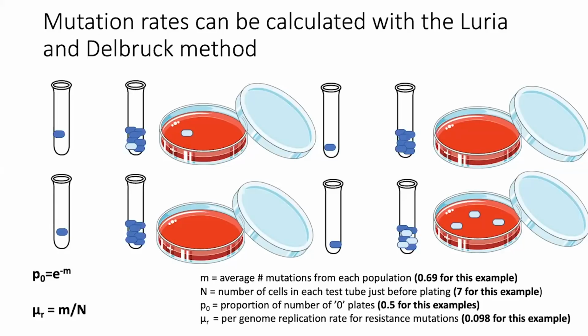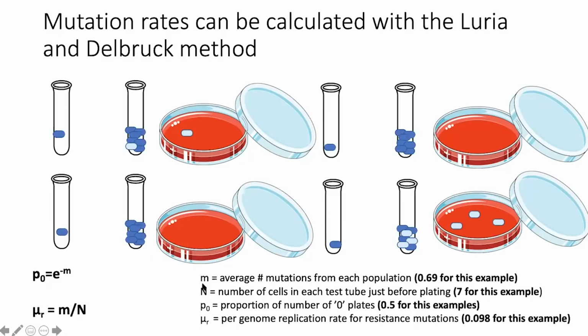But if we do know the number of sites, so say there's 10 sites in the genome that if they change, they give you mu R, then you can easily convert mu R into a per base mutation rate. And then you can convert that per base mutation rate into a per genome mutation rate if you know the number of bases in the total genome. Do make sure that you understand how to convert from mu R to mu B to mu G.